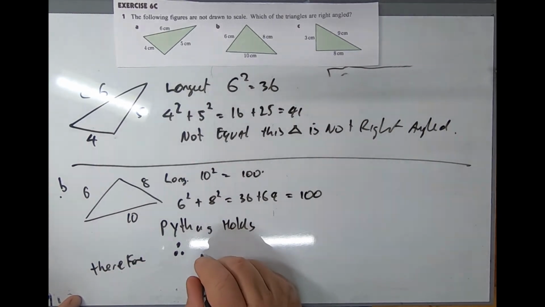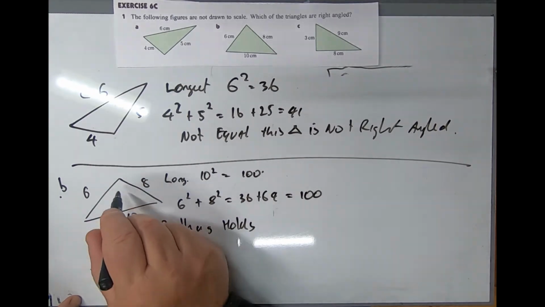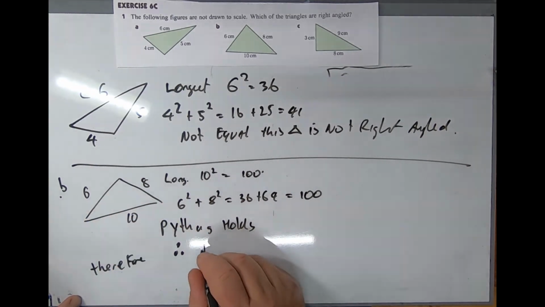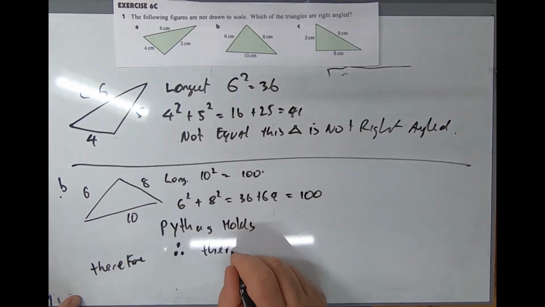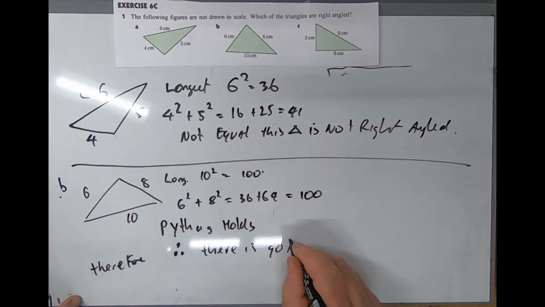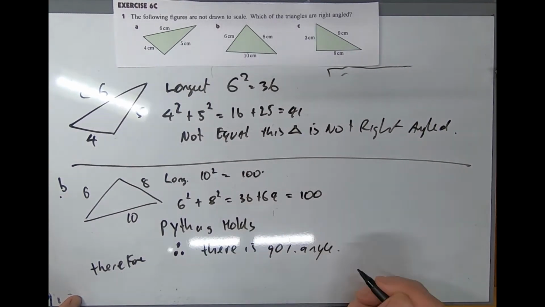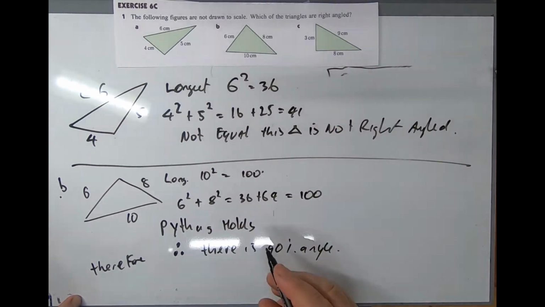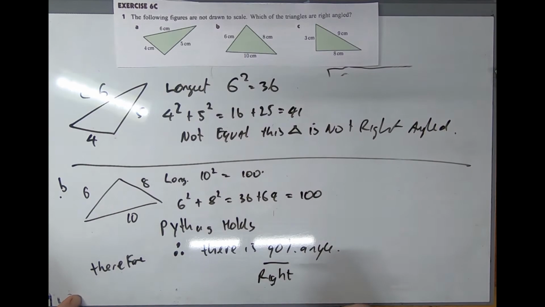Now, which angle would it be? It'd be the one opposite the longest. There is a 90-degree angle. Okay, or right angle. So 90-degree angle and right angle are different words for the same thing. Okay, need to get my writing warmed up a bit.